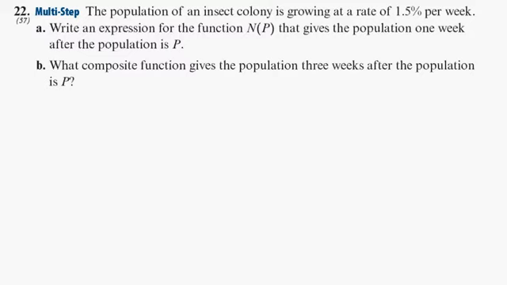This problem is going to give you a chance to wrap your brain around composite functions a little bit more. It says the population of an insect colony is growing at a rate of 1.5% per week. Write an expression for the function n of p that gives the population 1 week after the population is p.